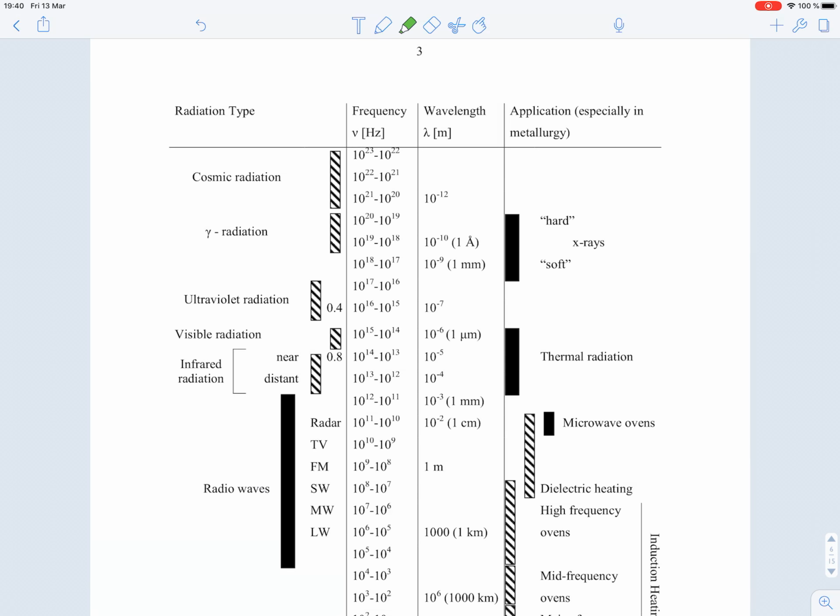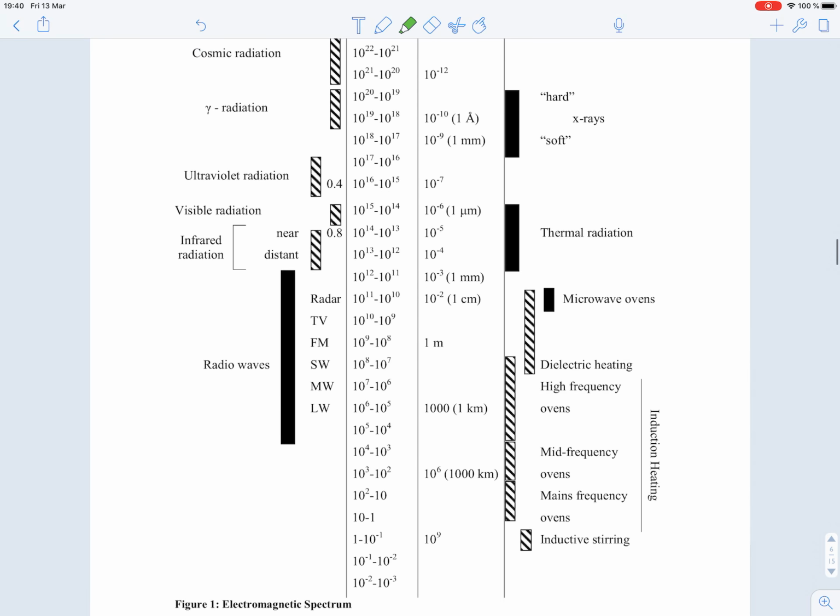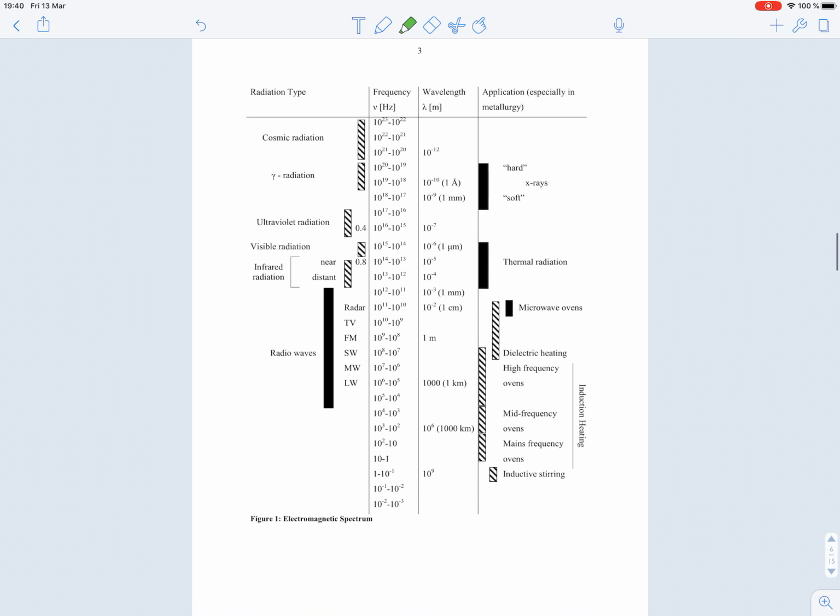This is an additional schematic showing the various types of radiation that we have. Again, here we have the frequency, and then we have the wavelength. And we have the cosmic radiation, gamma radiation, etc., ultraviolet, visible, infrared, radio waves, as we have discussed previously.